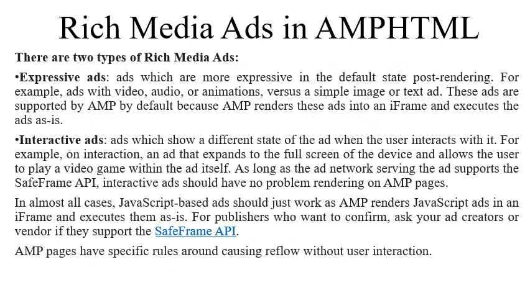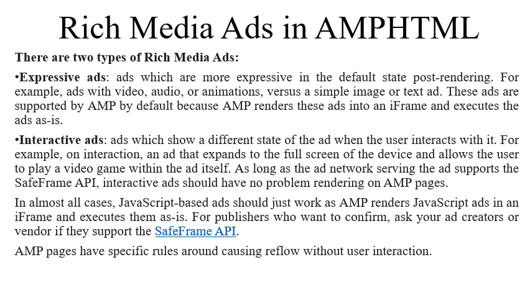Rich media ads in AMP HTML. There are two types of rich media ads which are available in AMP HTML. The expressive ads, which are more expressive in the default state post rendering. For example, ads with video, audio, or animations versus a simple image or text tag. These ads are somewhat supported by AMP by default because AMP renders these ads into an iframe and executes the ads as is. Interactive ads, which show a different state of the ad when the user interacts with it.